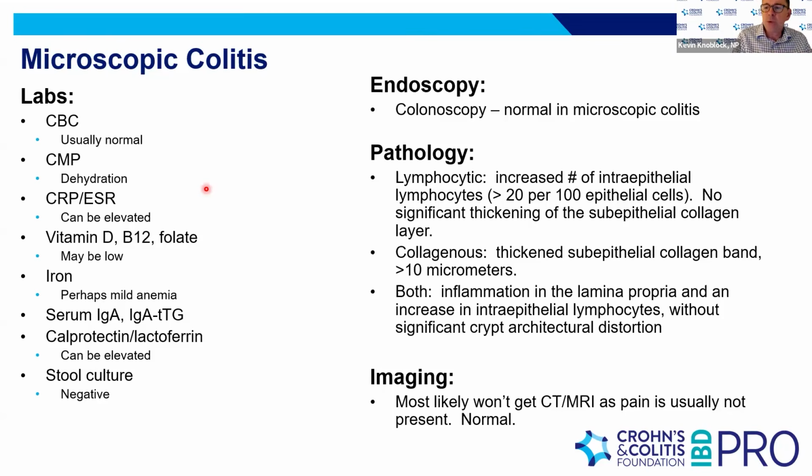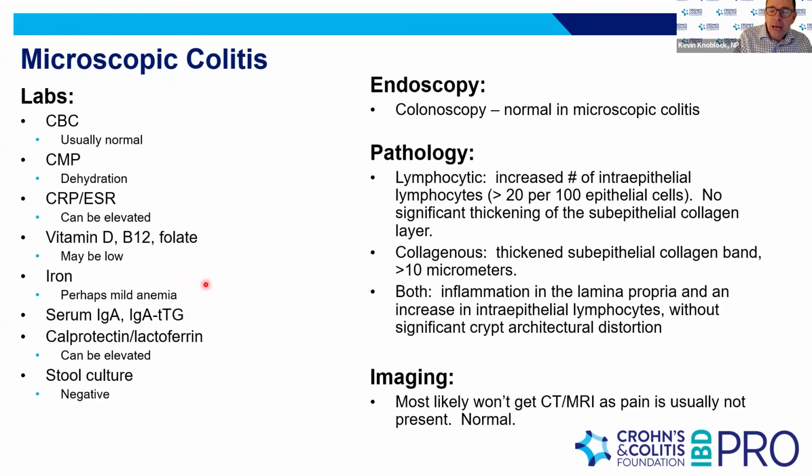Your vitamin D, B12, folate usually are going to be normal, but they could be a little bit low just because this is a chronic inflammation that's going on. And I won't get into the pathway, but it can lead to some of these deficiencies, but usually not. And iron as well, maybe some mild anemia. Again, if you're thinking about diarrhea, is celiac maybe an issue too? You check a serum IgA and a TTG as well.